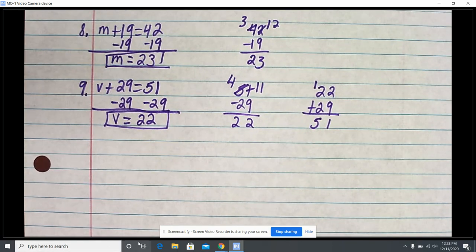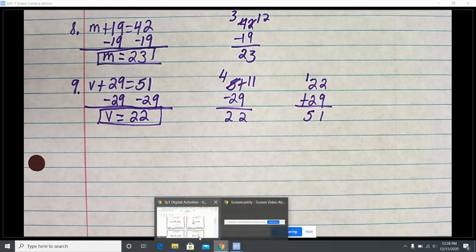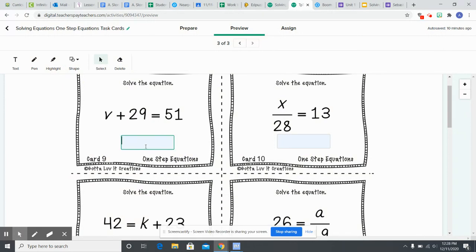All right, so let's go back. v equals 22. All right, number 10, card number 10. We got x over 28 equals 13.